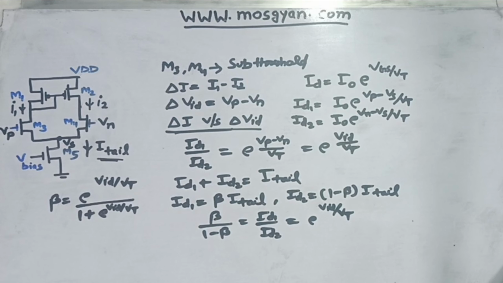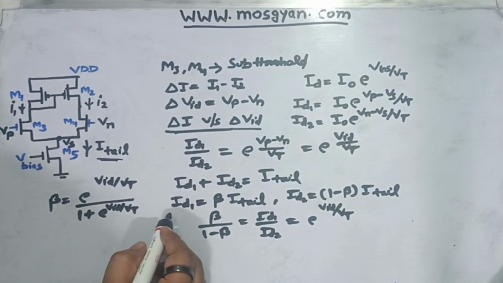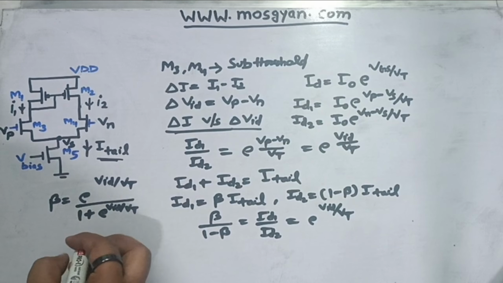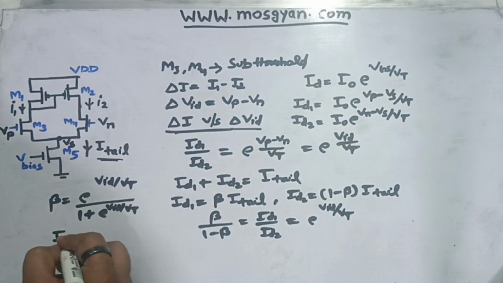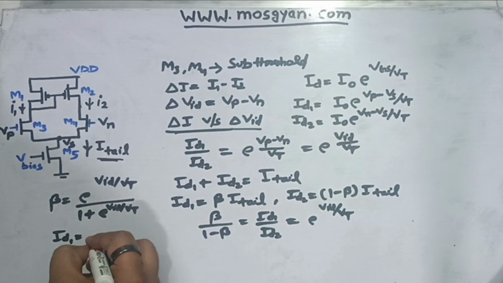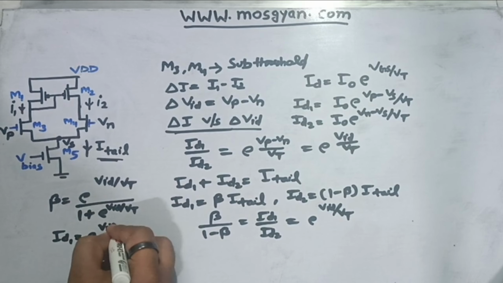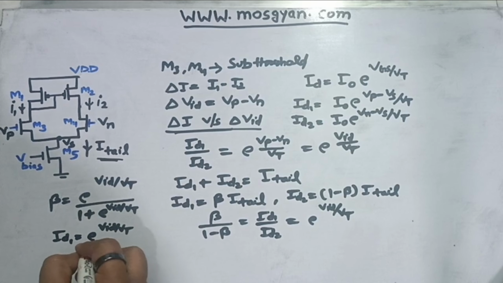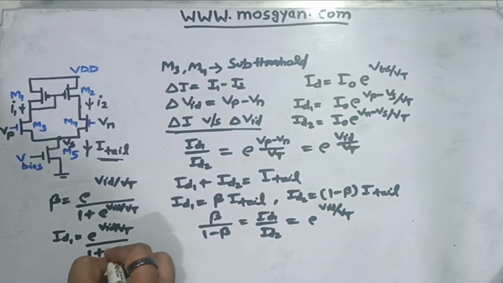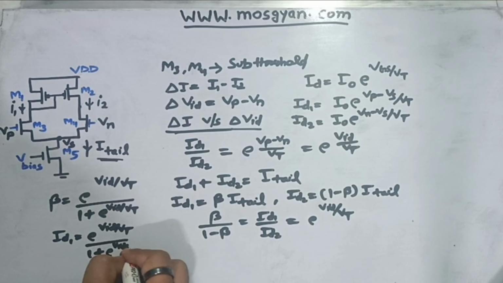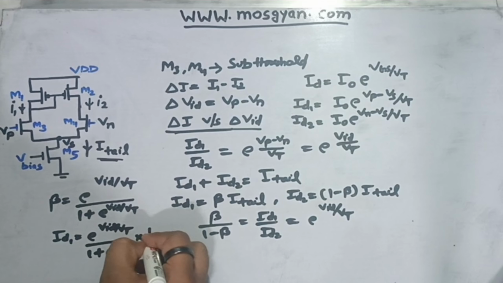This is the value of beta which we have extracted. Now if we know the beta, so definitely we know the value of ID1. If we multiply this by I tel, we will get ID1. So ID1 is nothing but the same value, e to the power VID upon VT divided by 1 plus e to the power VID upon VT, into I tel.